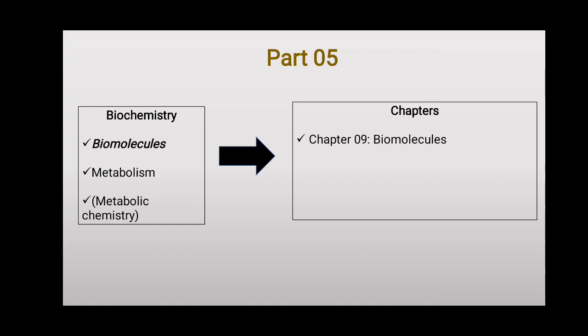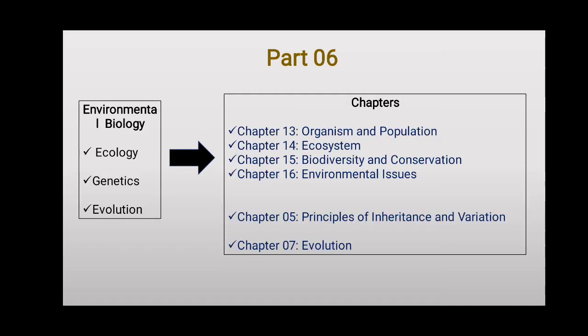So when we talk about part 5, it deals with biochemistry. Biochemistry means the study of biomolecules, and there is only one chapter in class 11 that deals with the biomolecules, that is chapter 9. And part 6 is environmental biology. Sorry for the chaos in the environmental biology spelling. This deals with ecology.